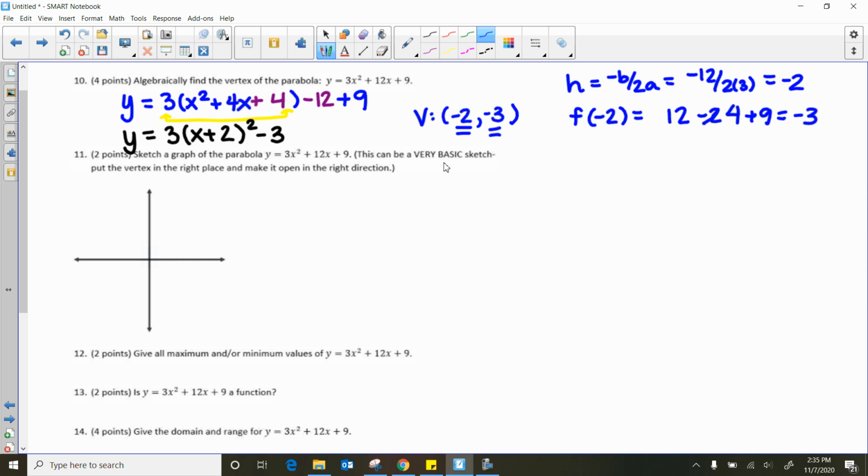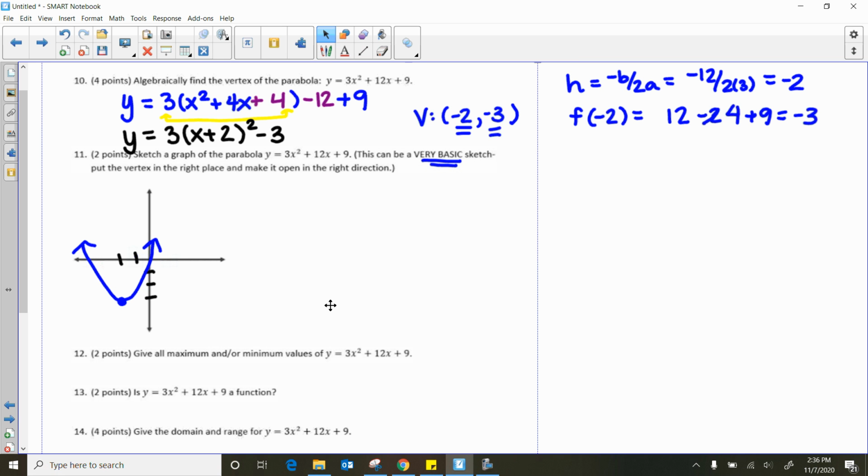Now, all I needed is a very basic sketch in number 11 for 2 points. I'm going to put some tick marks here because we can't see them, but negative 2, negative 3, I needed to see your vertex being there. Because the 3 in front is positive, then I know it opens up. Maybe that's too wide, maybe it's too skinny, but I needed the vertex to be in the right place, and I needed it to open in the right direction. That's all I needed, as the directions said.